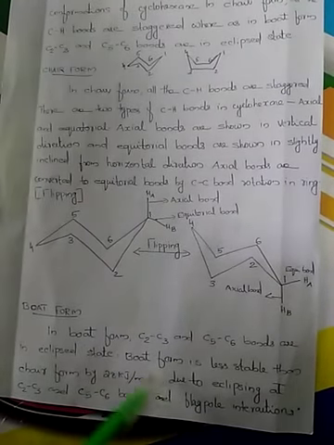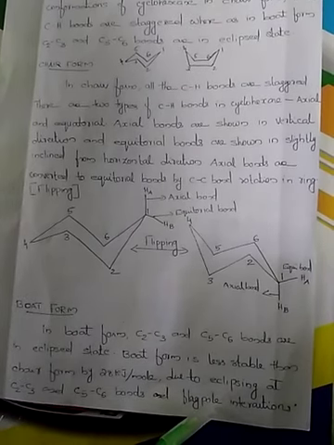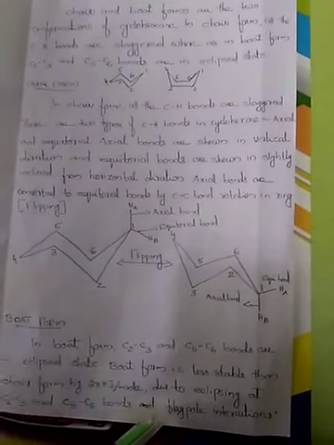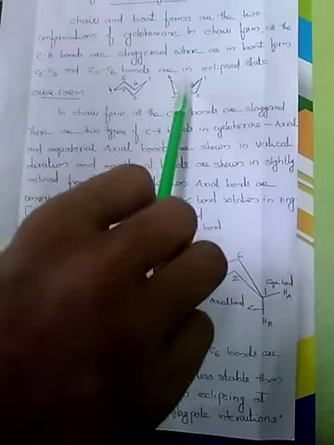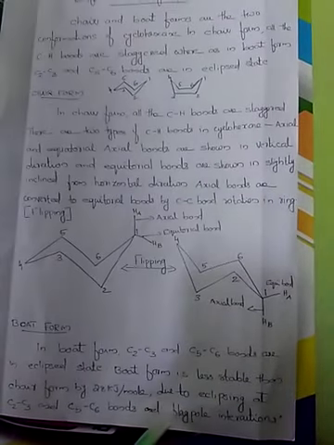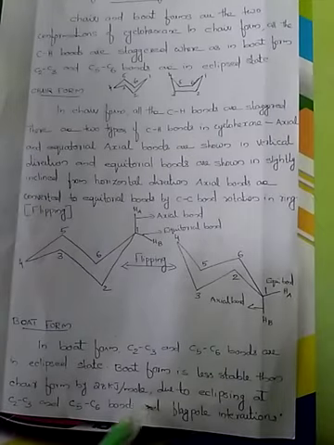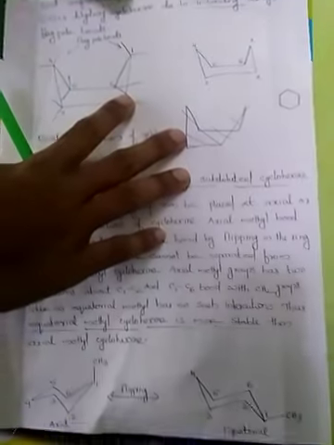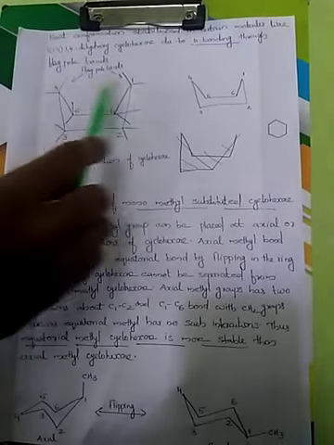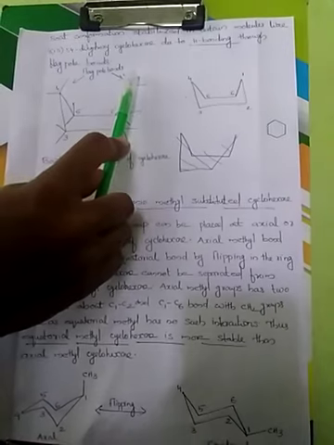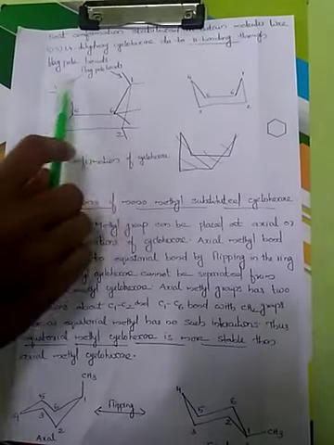And also the flagpole interaction. The reasons for the lesser stability of cyclohexane in the boat form are, first, the eclipsing position of C2, C3 and C5, C6, and second one is the flagpole interaction. Flagpole interaction means that, this is the boat form of cyclohexane. The atoms placed here, these two positions can interact with each other. This is known as flagpole interaction.